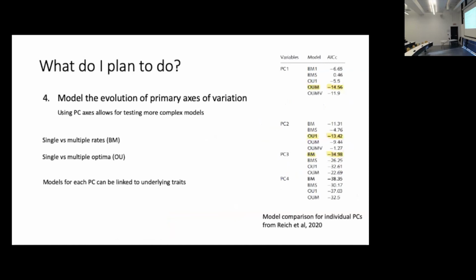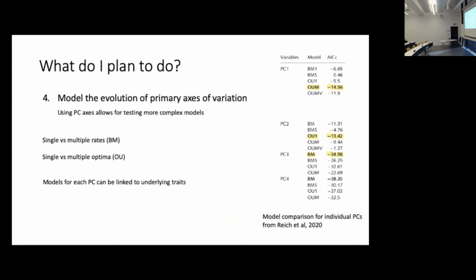And then once we have these axes, we can model the evolution of these axes. One of the reasons we wanted to reduce the dimensions is that the full methods cannot test between more complex models. We can only test the simplest versions of these models, for example, a single rate or a single optimum. But if we reduce the dimensionality to these principal components, we can test some of these more complex models, such as single versus multiple rates or single versus multiple optima.